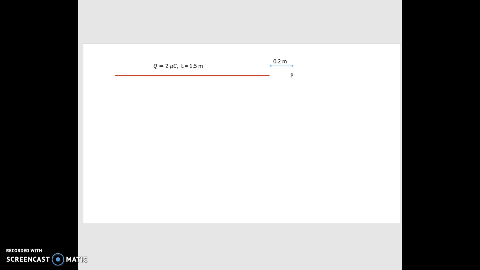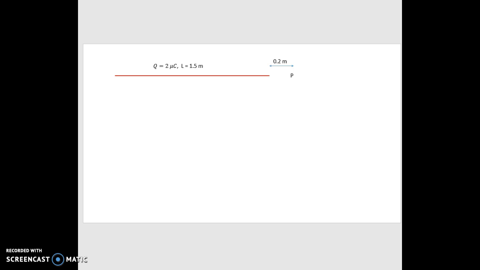Let's take a look at an electric field due to a charged rod and see how we can do this both as an integral and as approximating that integral as a summation of very many point charges. So here's our problem. We have a rod that is 1.5 meters long and has a total charge of 2 microcoulombs, and we want to calculate the electric field due to this rod over at point P, which is 0.2 meters away from the end of the rod.